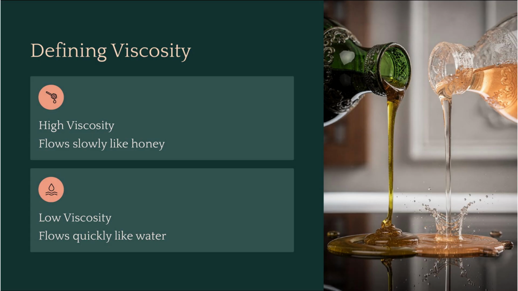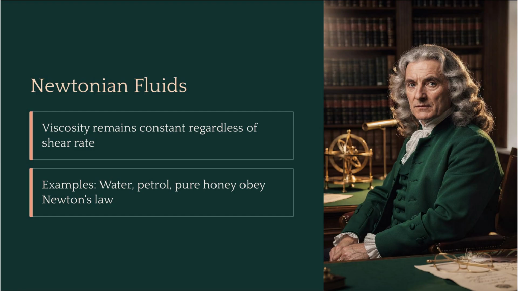Viscosity is essentially a fluid's thickness or resistance to flow. Whether you pour water fast or slow, its thickness stays the same. Petrol, alcohol, and pure honey all obey Newton's law. Their flow doesn't change just because you push them harder. Let's visualize viscosity. Think of it as internal friction. A fluid with high viscosity, like cold honey, has a lot of internal friction and flows slowly. A fluid with low viscosity, like water, has very little friction and flows quickly. In a normal fluid, this property is stable.